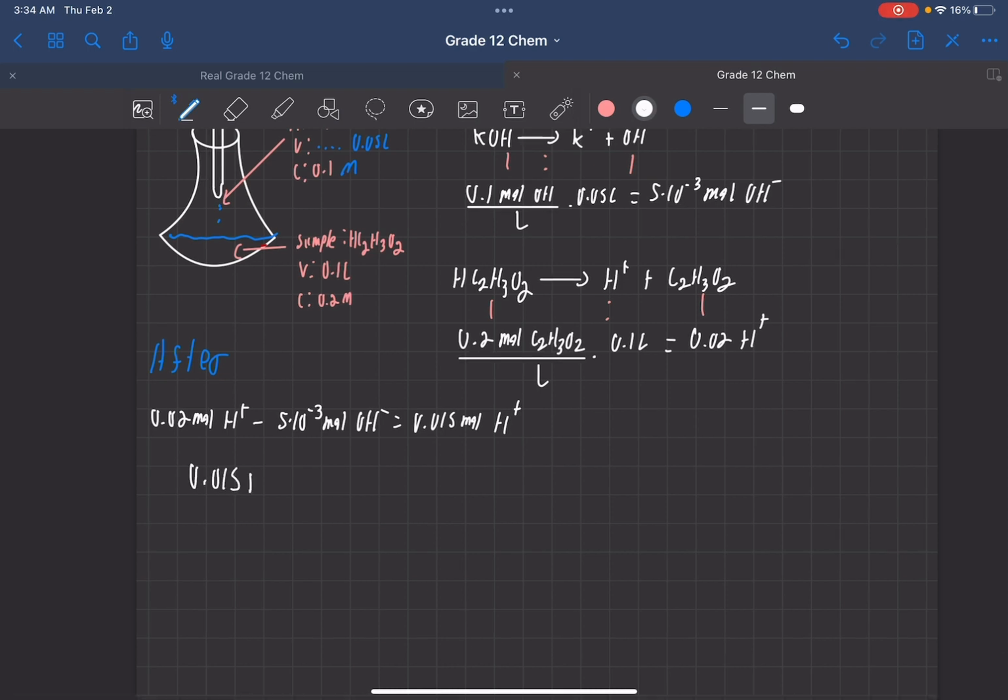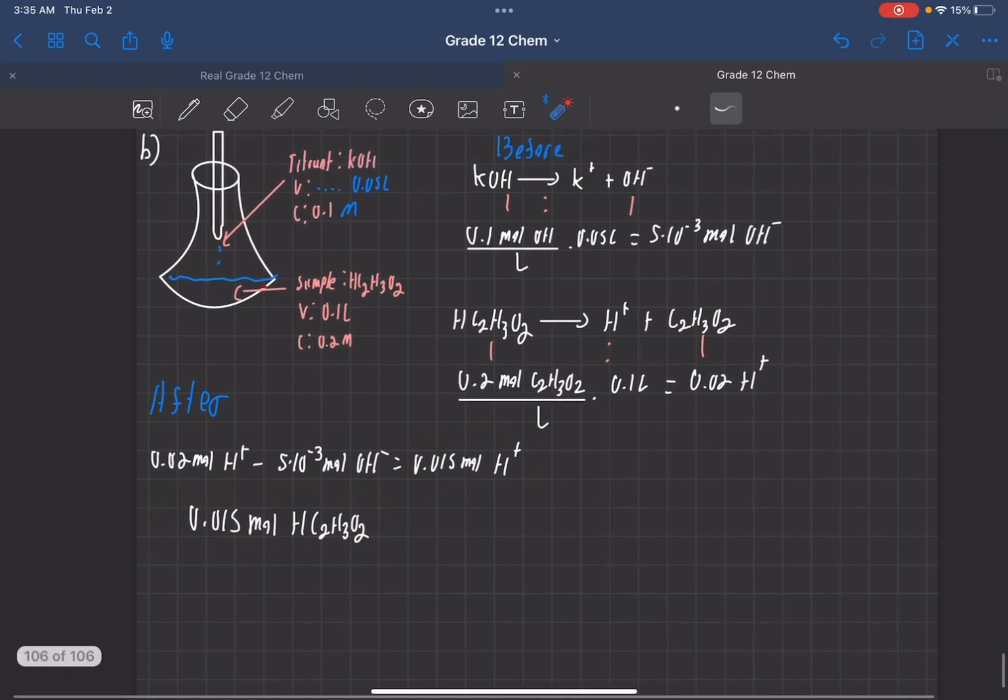So that means this 0.015 moles of hydronium is actually 0.015 moles of our acid, right? This did not dissociate because this 0.015 moles of hydronium was not reacting with any hydroxide. So Le Chatelier's principle would not apply. So we would just turn this back into 0.015 moles of our ethanoic acid. And that is in the new volume.